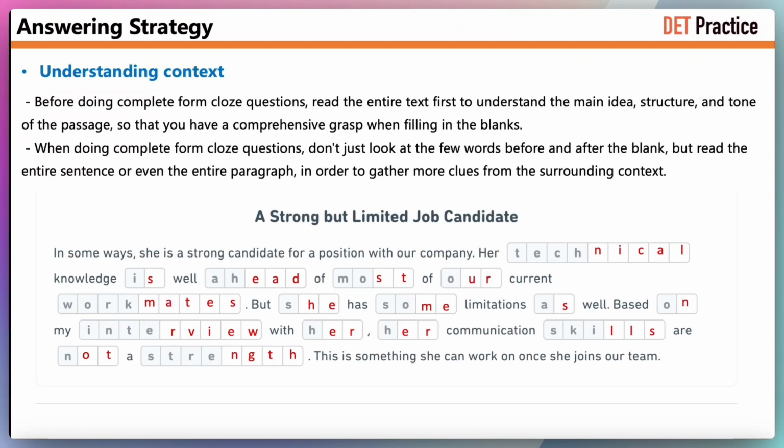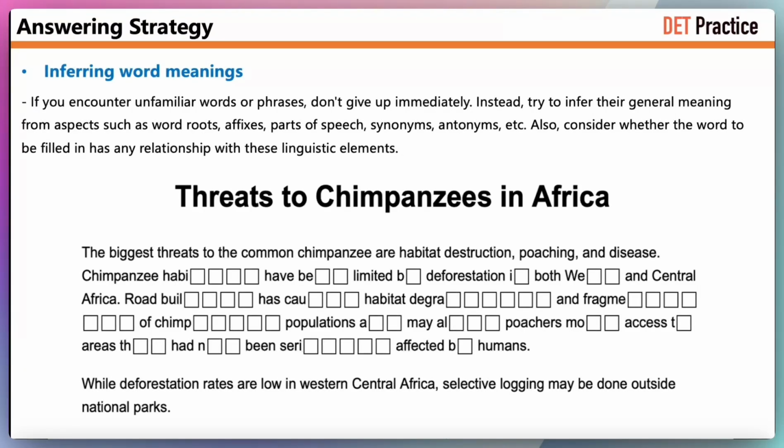Let's continue our explanation. In every exam, the probability of encountering unfamiliar words is quite high. For reading comprehension and fill in the blank questions, guessing word meanings becomes a necessary step. So, if you come across unknown words or phrases while solving problems, try to infer their general meaning from root words, affixes, parts of speech, synonyms, antonyms, and so on. Also, consider if they might be related to the word you need to fill in.